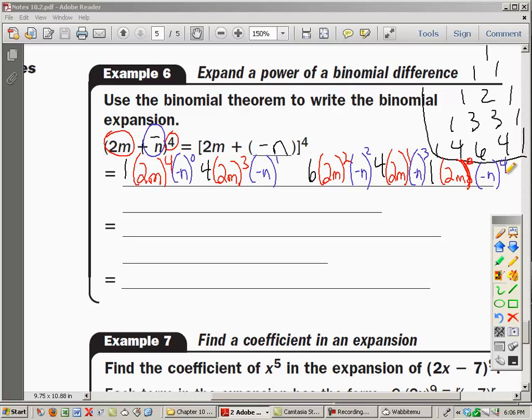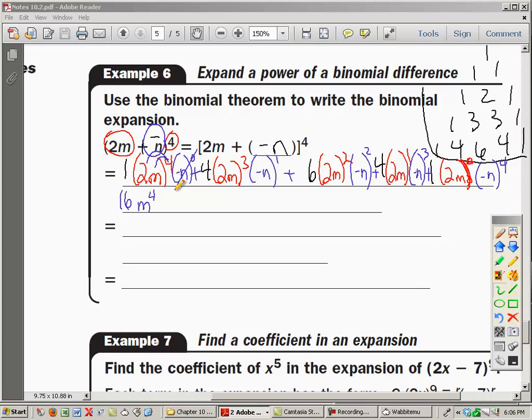Now you might be wondering what signs are supposed to go in here. Theoretically, there's a plus sign in between every one of these terms. But I know that when I raise a negative number to an odd power, I'm going to get something negative here. All right? So I have to go 2 to the fourth, m to the fourth. So 2 to the fourth is 16, and then m to the fourth. And then negative n to the 0 power is just 1. So my first term is simply 16m to the fourth power.